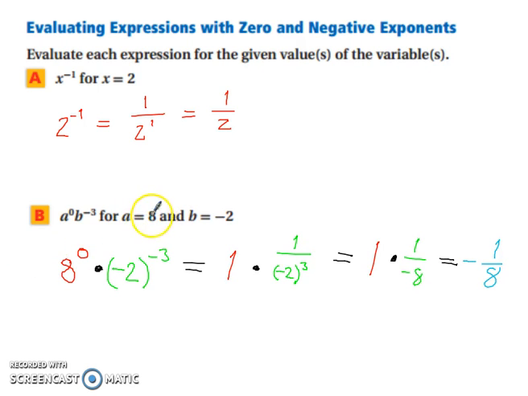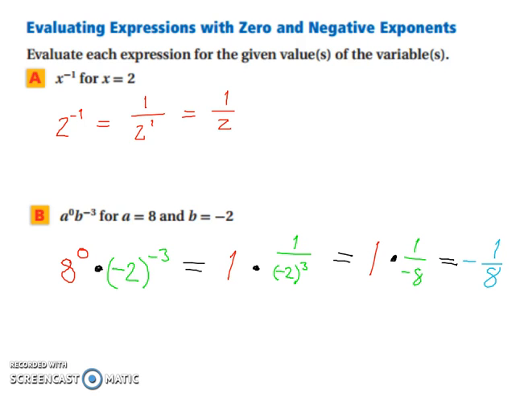So we substitute 8 in for A and negative 2 in for B. Well, 8 to the 0 is 1, and then we have the quantity negative 2 raised to the negative 3rd power. So that's like saying 1 over the quantity negative 2 to the 3rd power. And we can simplify that again. So we've got 1 times 1 over negative 8. So that's what this is equivalent to. And then 1 times 1 over negative 8 is in fact negative 1/8.